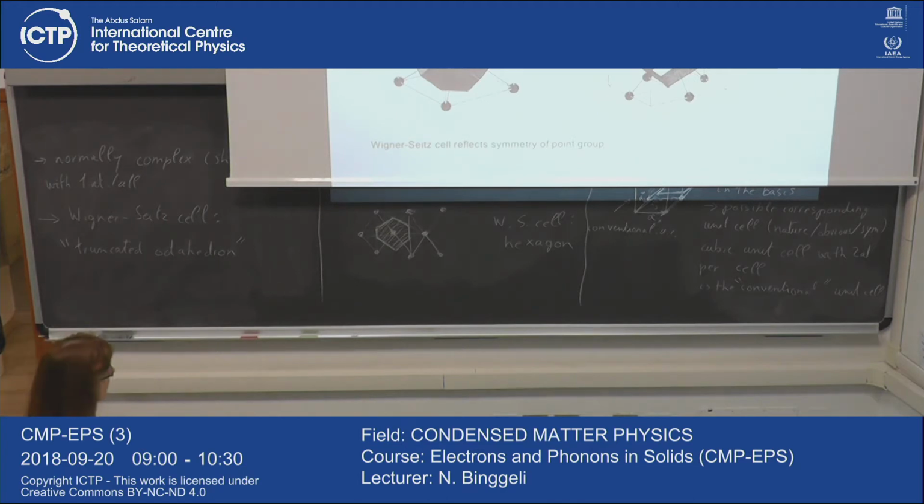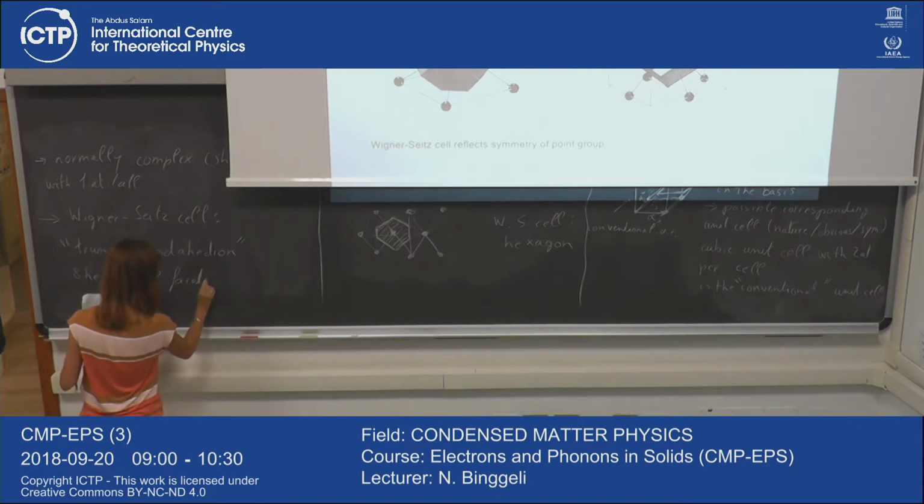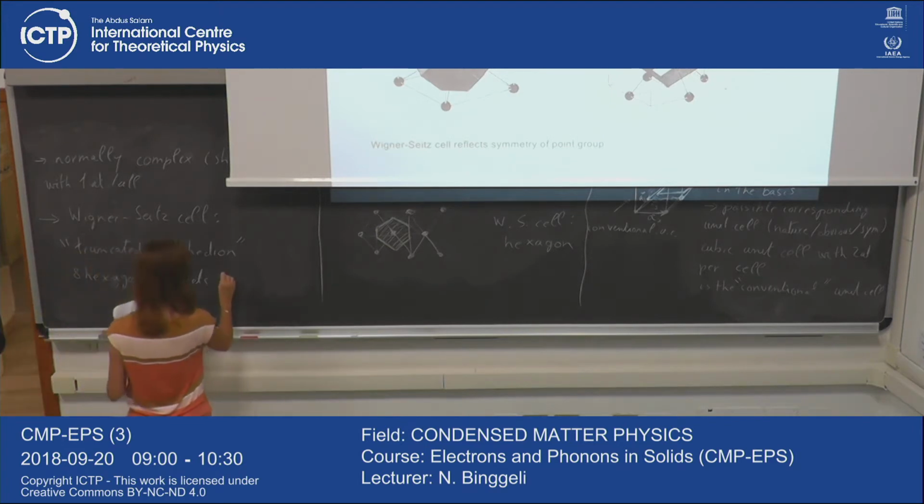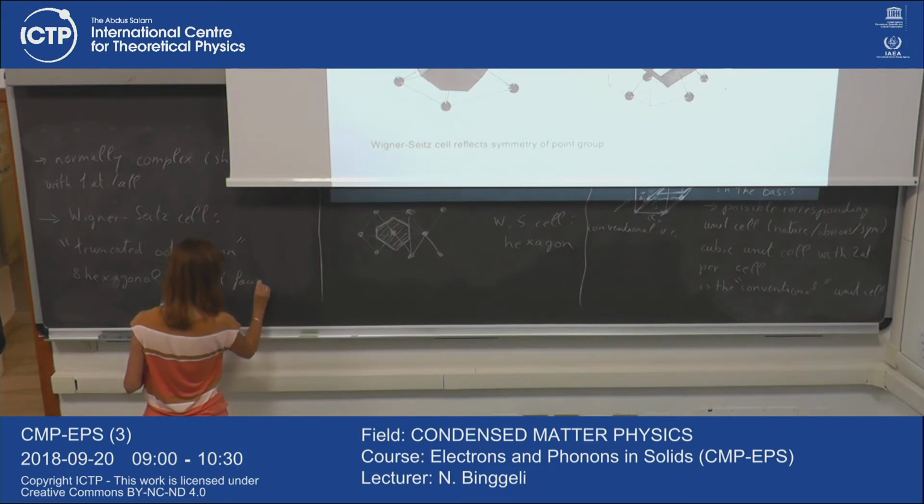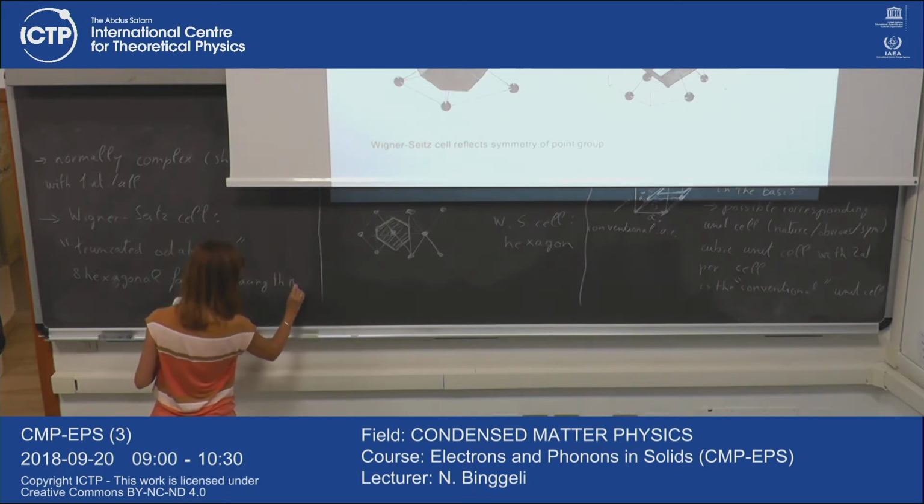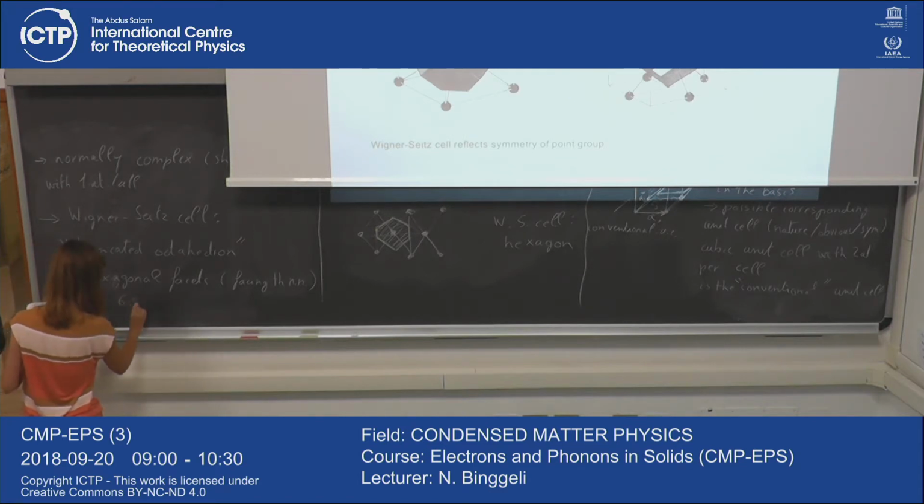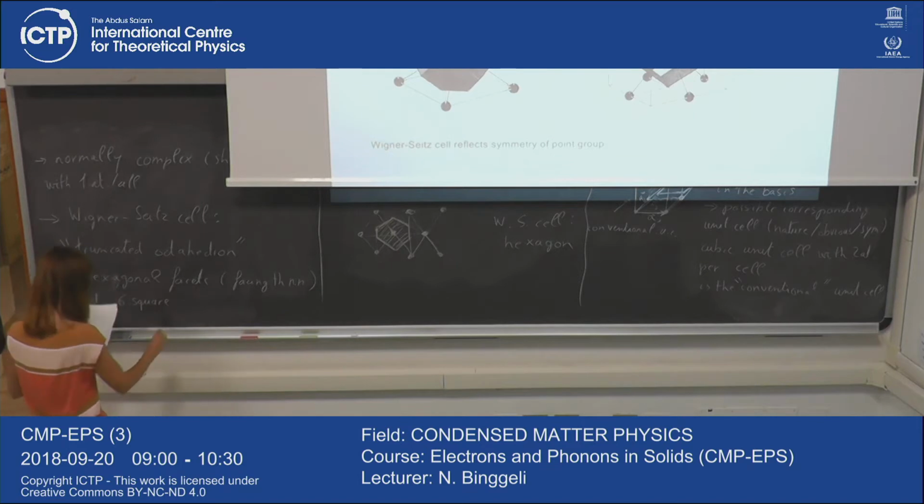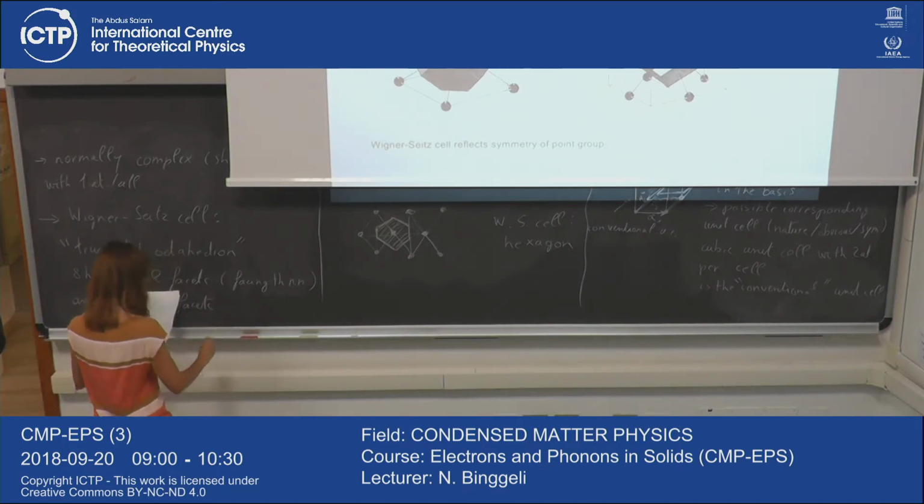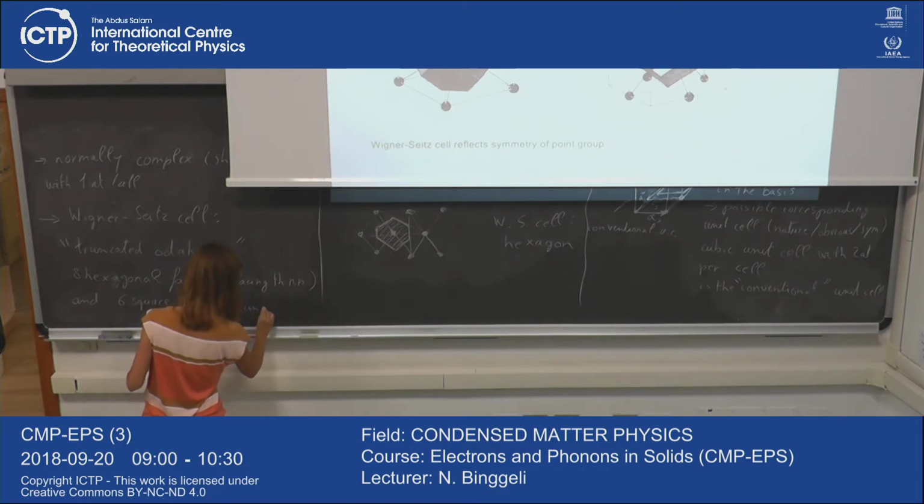So this is the Wigner-Seitz cell of the BCC. To finish here, it's a truncated octahedron which has 8 hexagonal facets that face the nearest neighbors, and it has 6 square facets that are facing the second nearest neighbors.